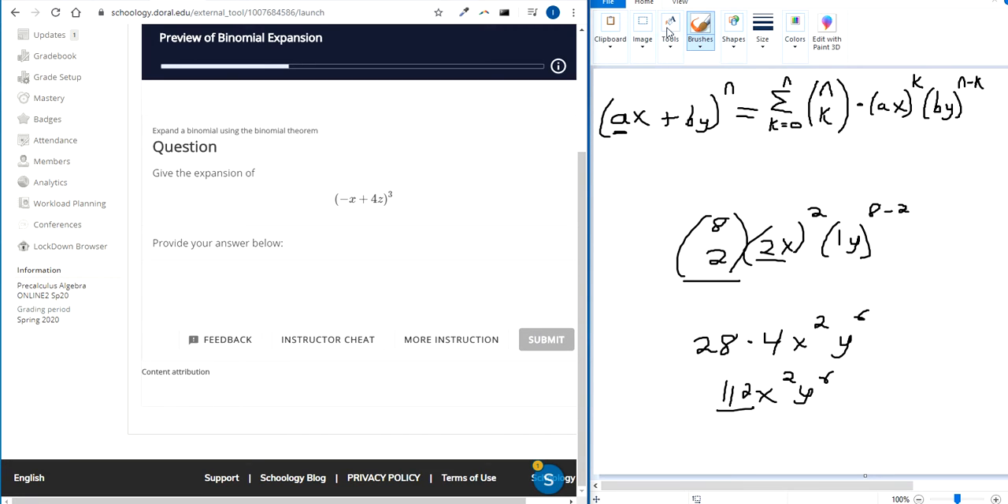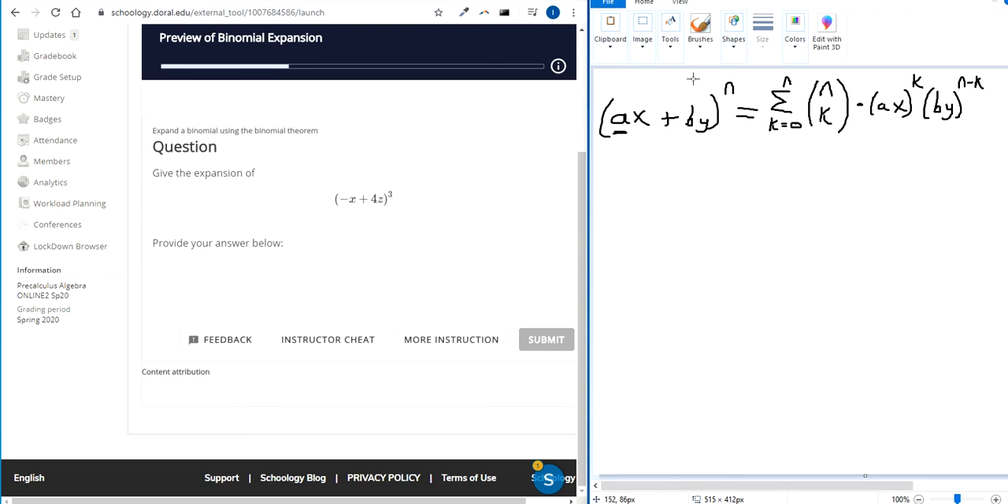Now this one just says give the whole expansion, so we'll get to use that formula again. That last question just asked for one term. This question asks for the full expansion. So we're going to add all the terms from k equals 0 to k equals 3, to the highest power. So let's start with the first one. We've got n is 3, k is 0, and then we've got a is negative 1x. It's not going to matter for this first term because it's all being raised to the 0 power.